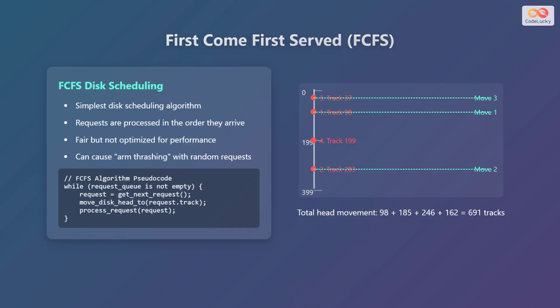Now let's calculate the total head movement. From the starting position, the head moves 98 tracks to reach the first request. Then it moves 185 tracks to reach the second request. Next, it moves 246 tracks to reach the third request, and finally 162 tracks to reach the last request. Adding these values together, we get a total head movement of 691 tracks.